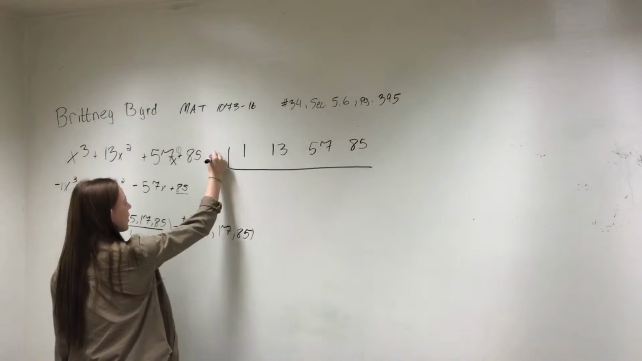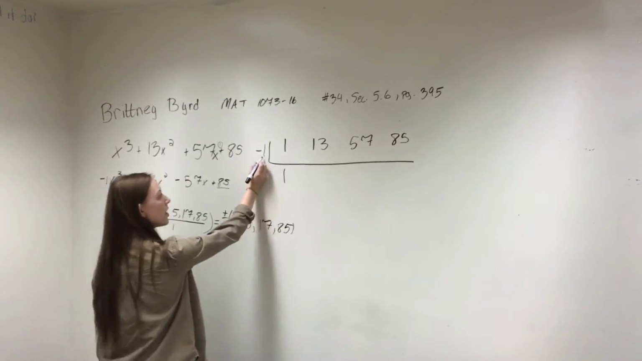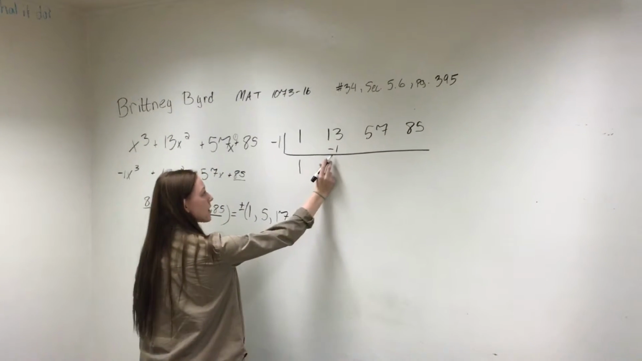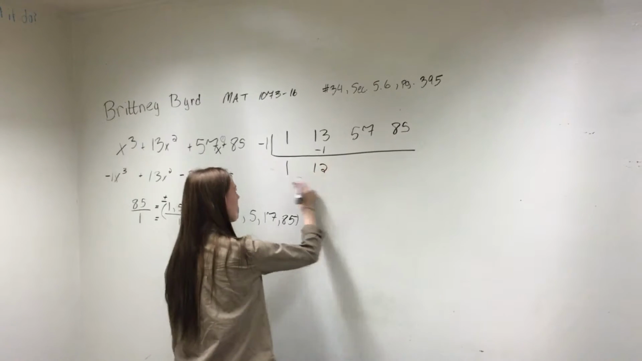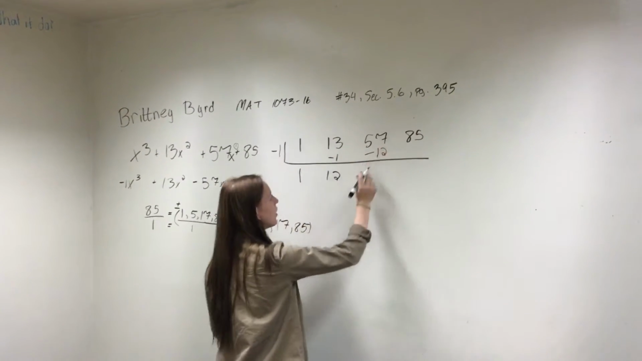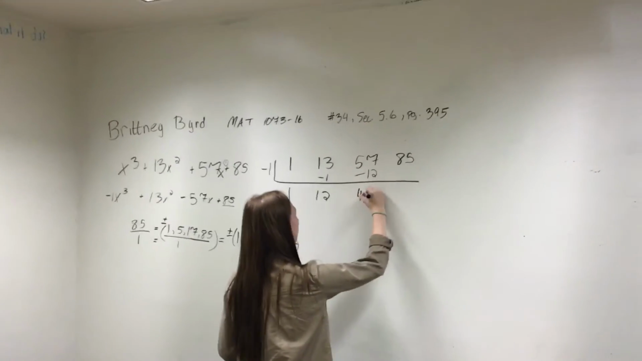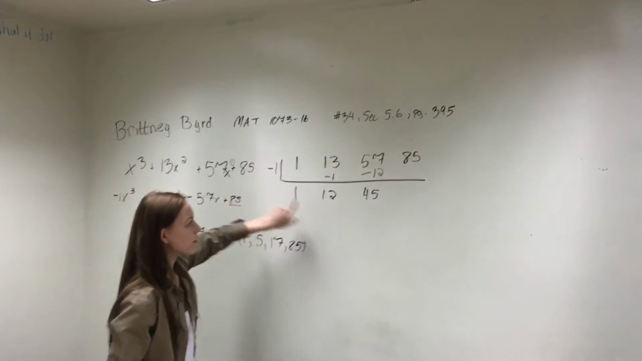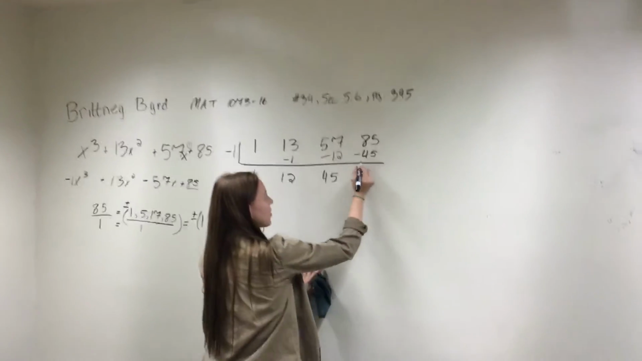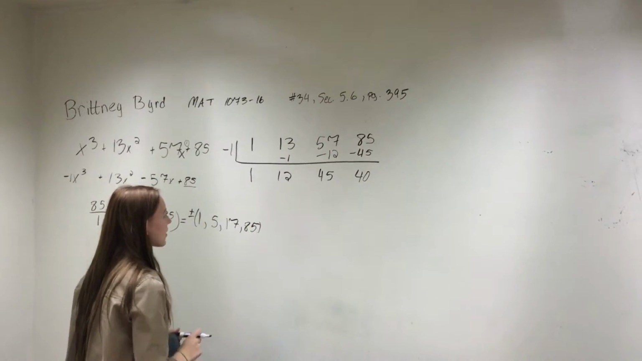I'm going to start with negative 1. You bring this number down, which is 1. Negative 1 times 1 is negative 1. 13 plus negative 1 is 12. Negative 1 times 12 is negative 12. 57 plus negative 12 equals 45. Then you take negative 1 times 45 is negative 45. You add these two, you get 40. Since this is not equal to 0, negative 1 is not a zero.